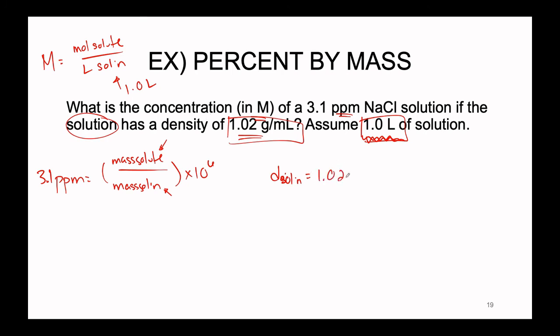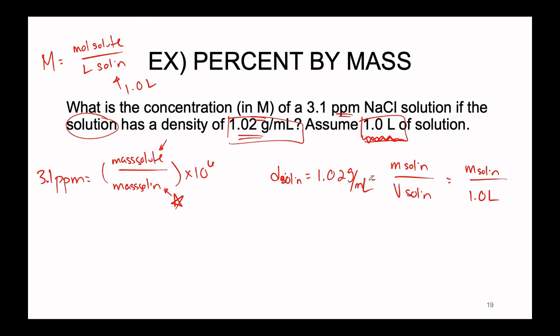So the 1.02 grams per milliliter is going to correspond to the mass of the solution divided by the volume of the solution, which we don't know the mass of. Turns out that's going to be what we're solving for in this problem to find our denominator in the mass percent equation. But we do know the volume of solution, which is again that 1.0 liters of solution.